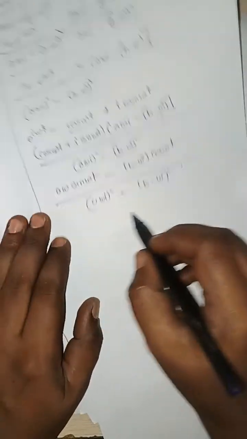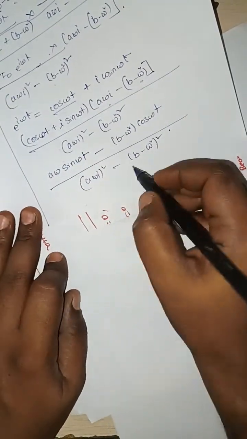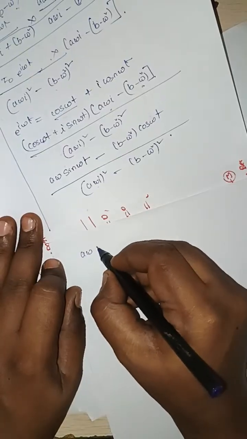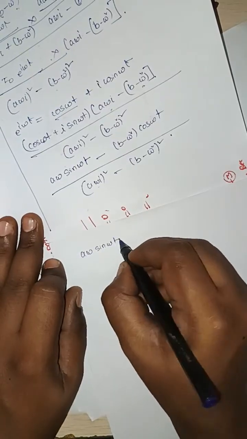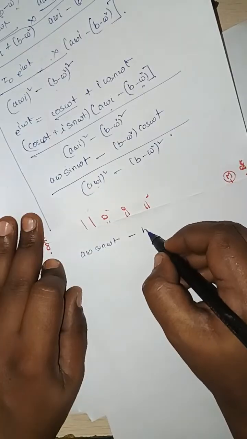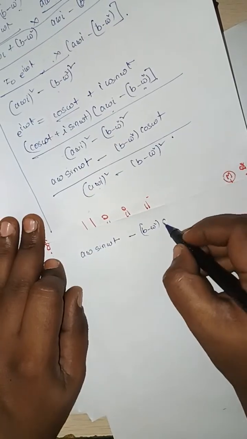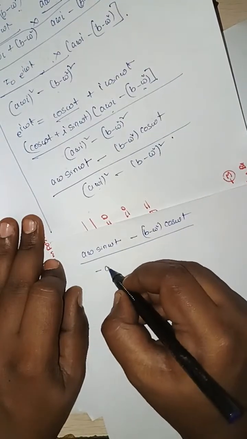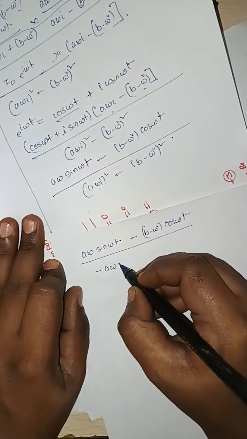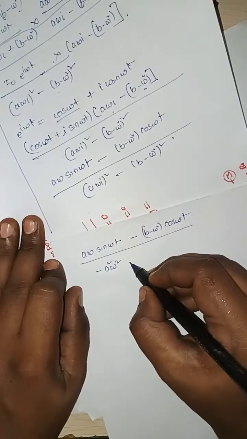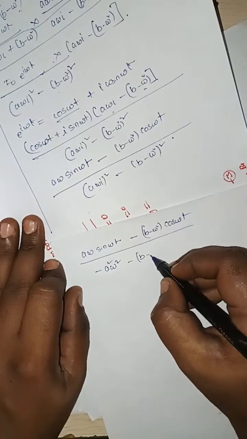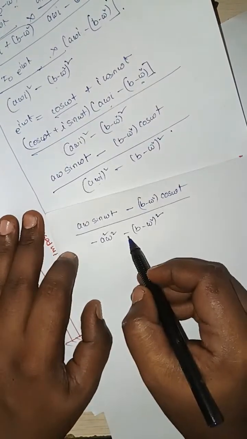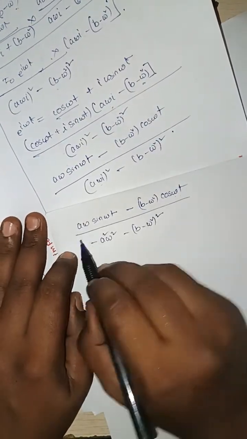This is the equation that we ended up with. So this will have an i square over here: minus a square omega square minus (b minus omega square) square. We can take out the minus, so cos will become over here.